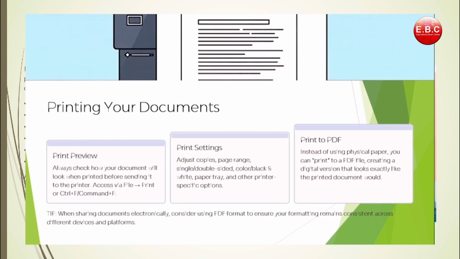Printing your document. For print preview, always check how your document will look when printed before sending it to the printer. Access via File, then go to Print, or Ctrl plus P or Command plus P. Print settings: you can adjust copies, page range, number of pages, single and double sided, color or black and white, paper tray, and other printer specific options.